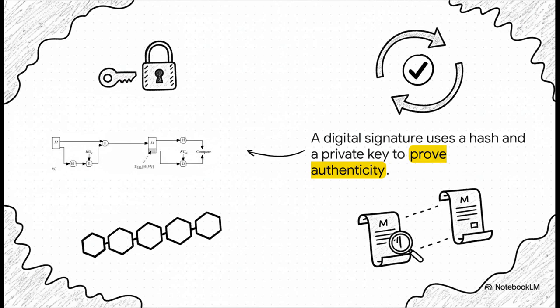A digital signature, though, gives you even stronger proof. Here's how it works. First, you run your message through a special function that creates a unique, fixed-length fingerprint. We call this a hash. Then, you encrypt that hash with your private key. Now, anyone in the world can use your public key to unlock the hash and check it against the message. If it matches, it proves two critical things. One, the message is unaltered, and two, only you, the holder of the private key, could possibly have signed it.